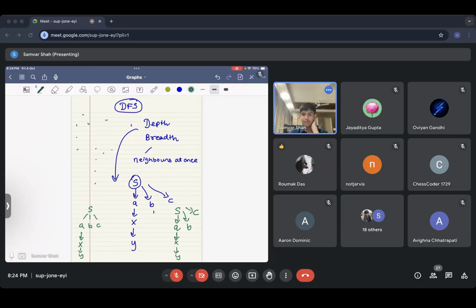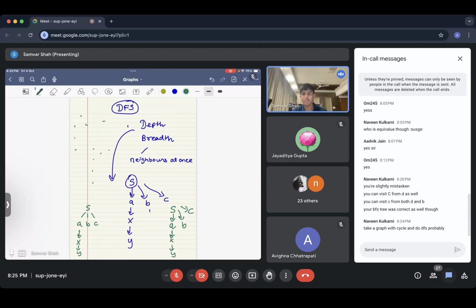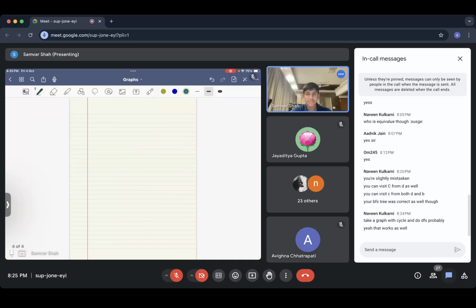Take a graph with a cycle into DFS. Yeah, that's a good idea. I was thinking of first giving the pseudocode for both and then showing the example so that it makes more sense. Yeah, cool.